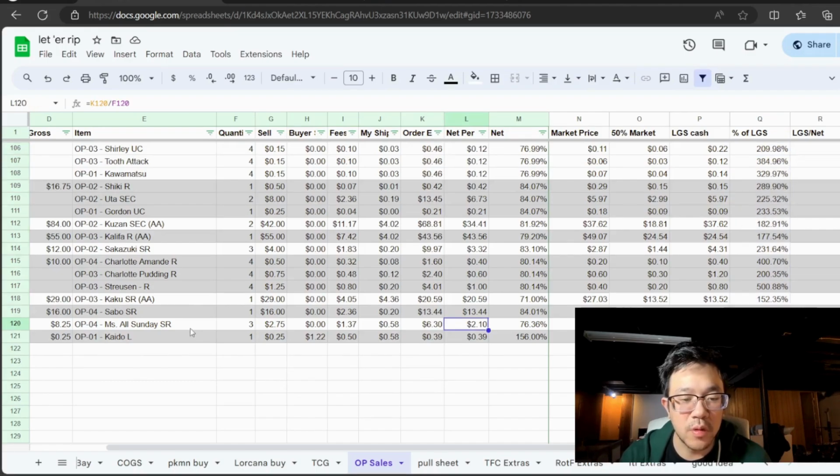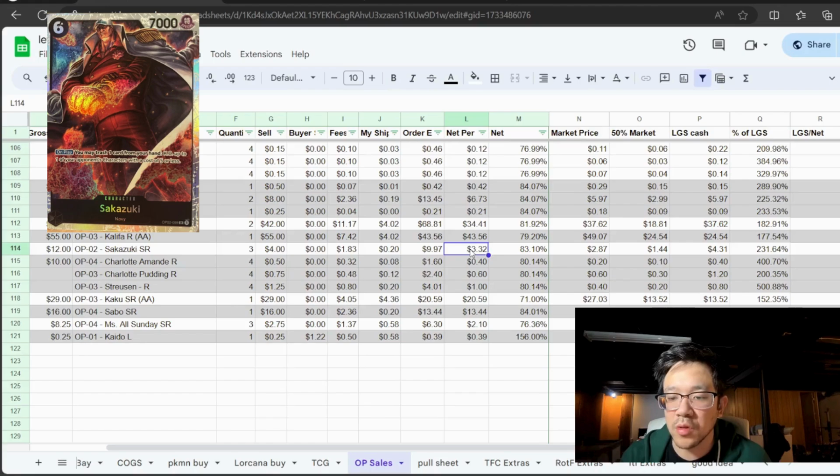So for example, this card of Sakazuki, I sold 3 copies for $4 each. I made $3.32 per card. At the time, the market price was $2.87. Local game store would have bought it for $1.44. They would have given me $4.31 for all 3 cards, and we made 200% of that.